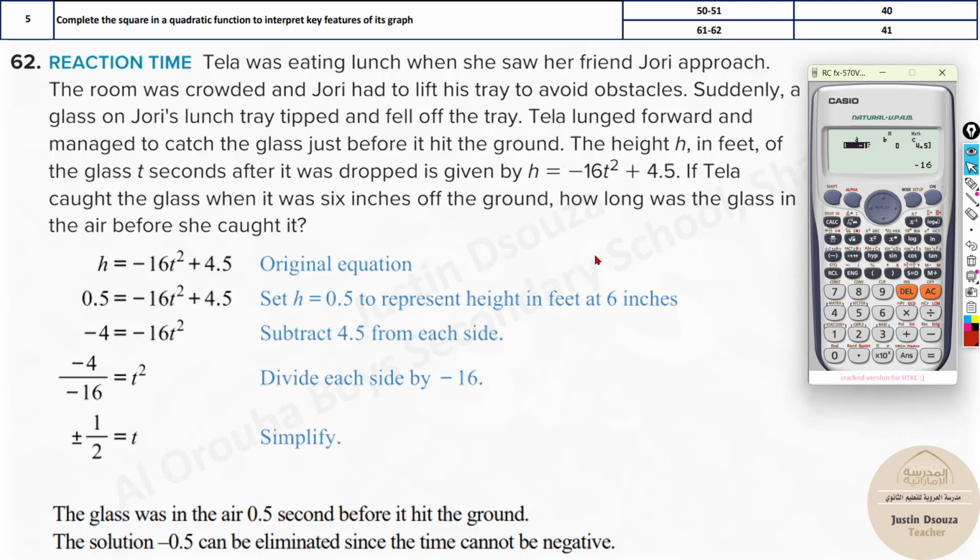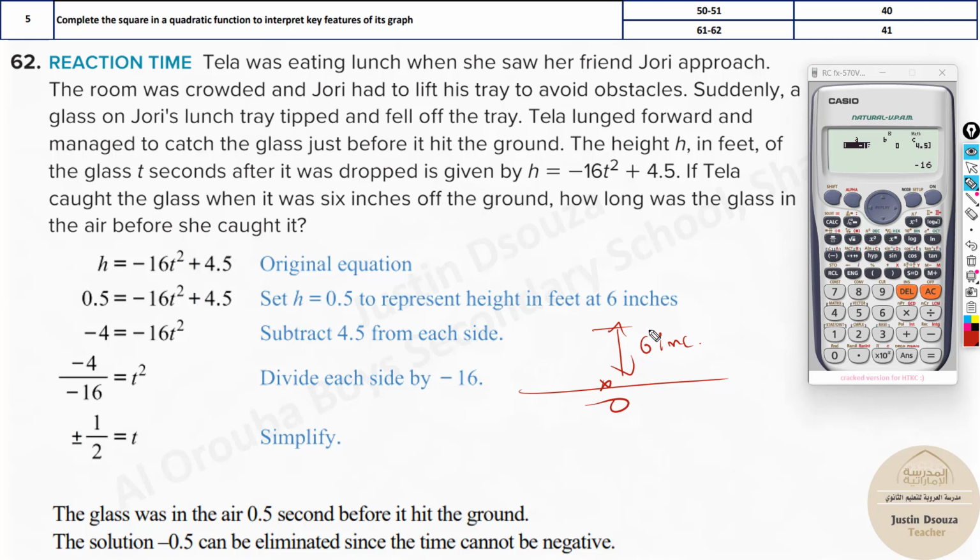But it didn't fall on the ground. You can understand they have told us it was caught before it fell. If it was on the ground, then it would have been 0 height, so h is 0 and you directly substitute. That's what I did, but I did not read the problem. Now when you read the problem, you come to know it was 6 inches.